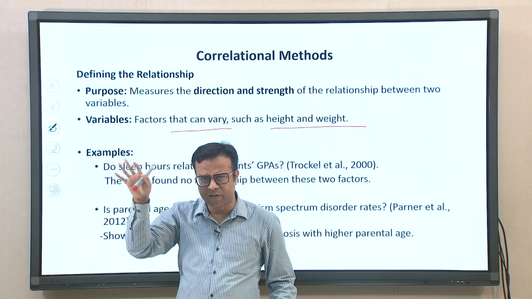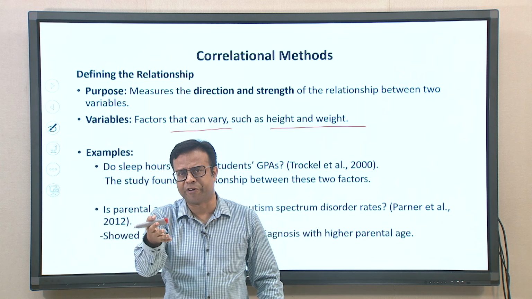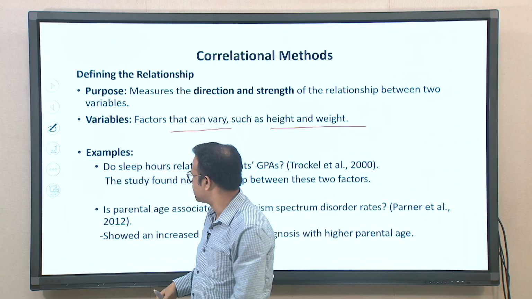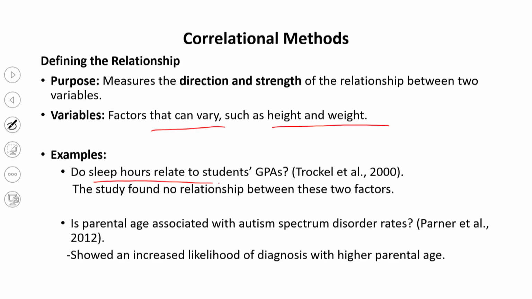In research in psychology, we use the concept of variables, and in correlational research we try to see the relationship among those variables. For example, do sleep hours relate to students' grades? Let us say, does sleep have any connection with their grades? So, grade is one variable, sleep is one variable. You collect data on sleep, collect data on their grades, and see if there is any correlation. This is a simple example of correlational research. For example, the study found no relationship between these two factors. So, that means sleep is not directly related to grades as such.